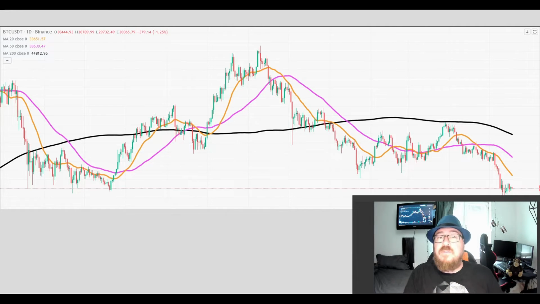I have the 20, the 50, and the 200. This is a fairly common set of data to use, but it's up to you. What you would like to choose is based generally on how long you're looking to trade for. If you're going for the long term, you really should have the 50 and the 200 moving averages up there, and I'll show why, because there are some pretty cool hints that it's going to give you.